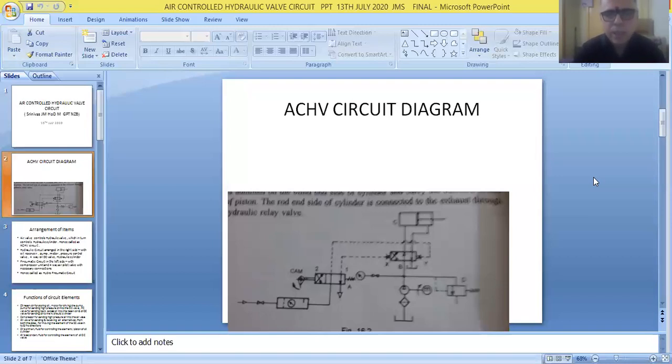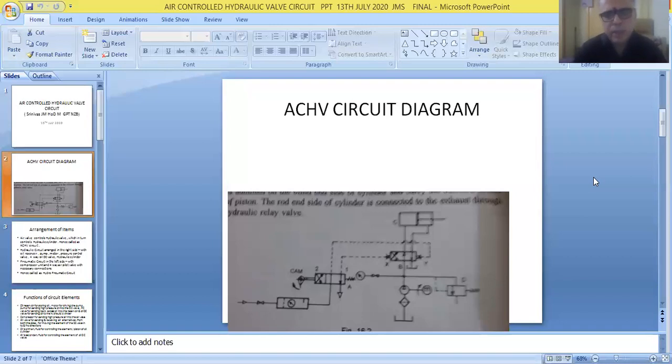So these are the various components of the hydraulic circuit arranged in the right-hand side of the arrangement. These are the elements of the circuit shown in the right-hand side of the diagram. And now let us identify the components of the pneumatic circuit placed in the left-hand side of the diagram.